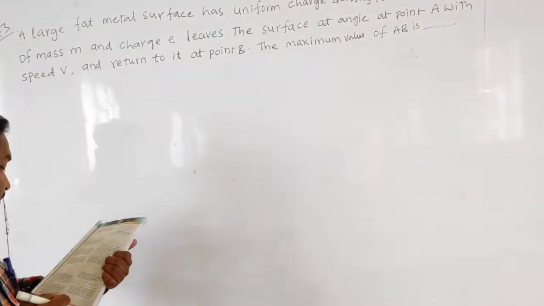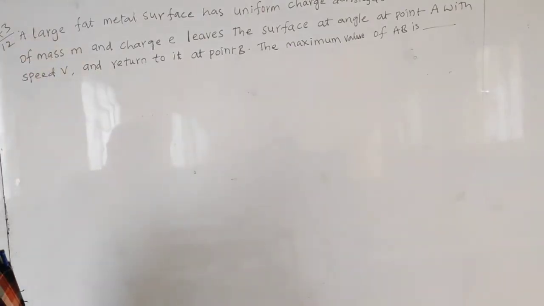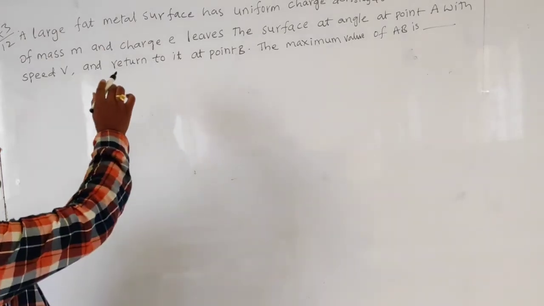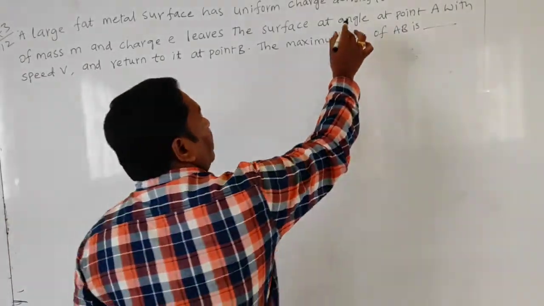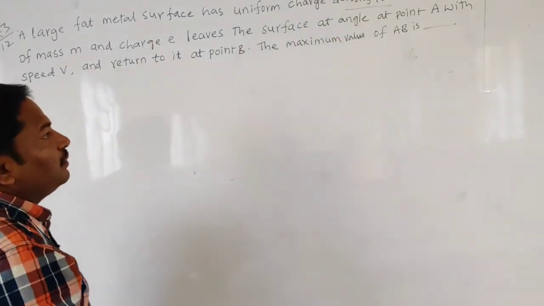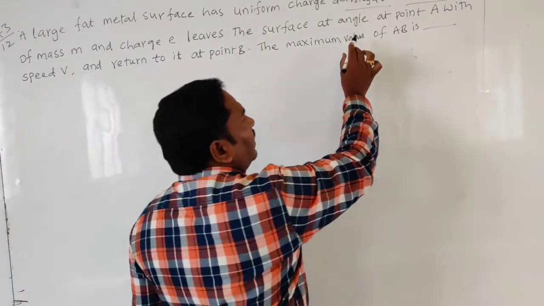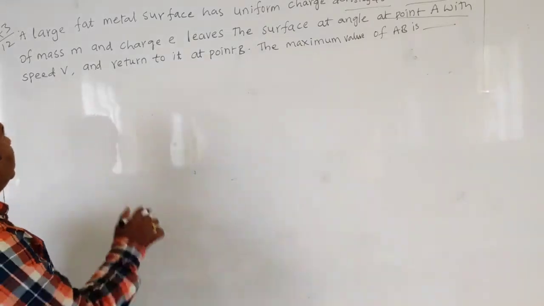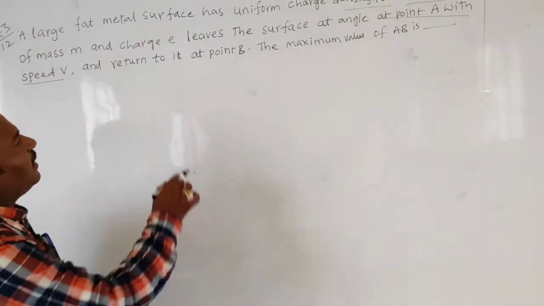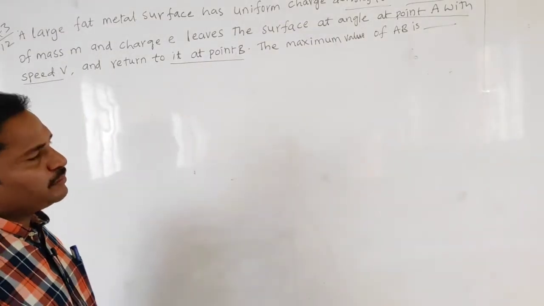Second problem. A large flat metal plate surface has uniform charge density plus sigma. An electron of mass m and charge e leaves the surface at an angle at point A with speed v and returns to point B. Then what is the maximum value of AB?